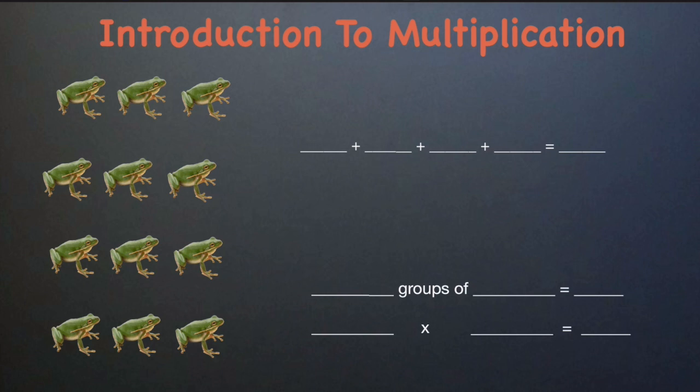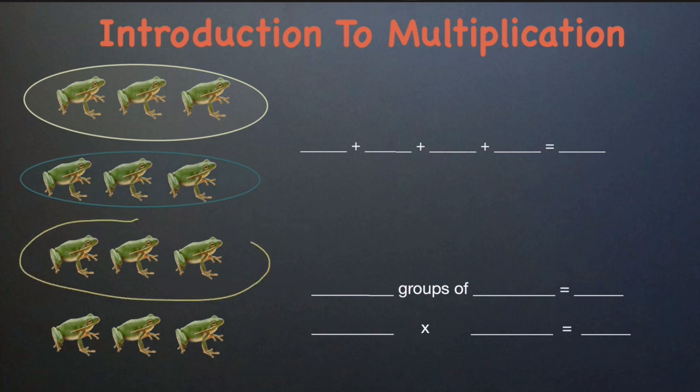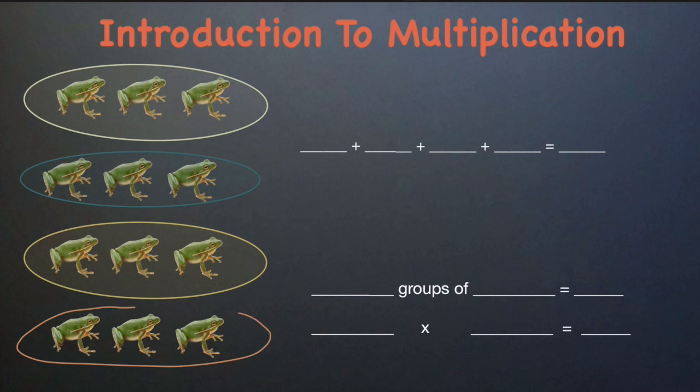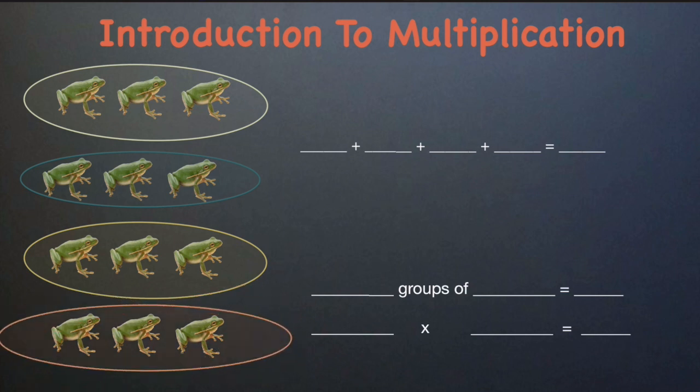So here we've got some frogs. Okay, so we've got one group here, one group here, one group here, and one group here. One way we could work out the total of this is by using addition.